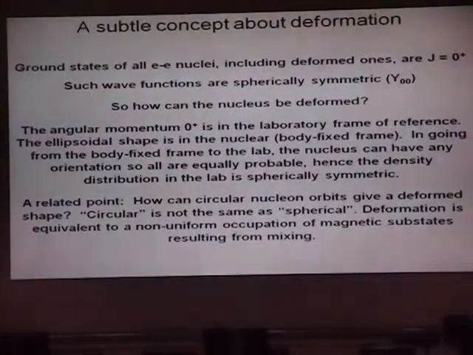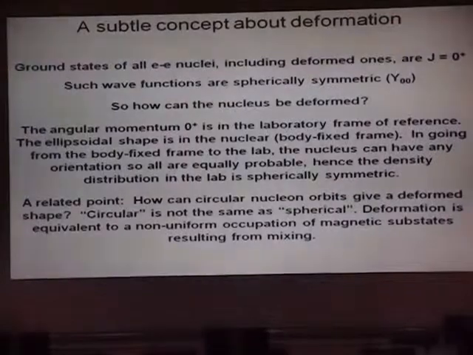Okay. A subtle yes? Are you going to explain what is the beta? Yes. Just a subtle comment about deformation. Ground states of all even nuclei are angular momentum zero. Angular momentum zero wave functions, the angular part of the wave function corresponds to the spherical harmonic Y 0,0. And so that's spherically symmetric. So how can the nucleus be deformed if it's spherically symmetric? Okay, it's a very subtle point.